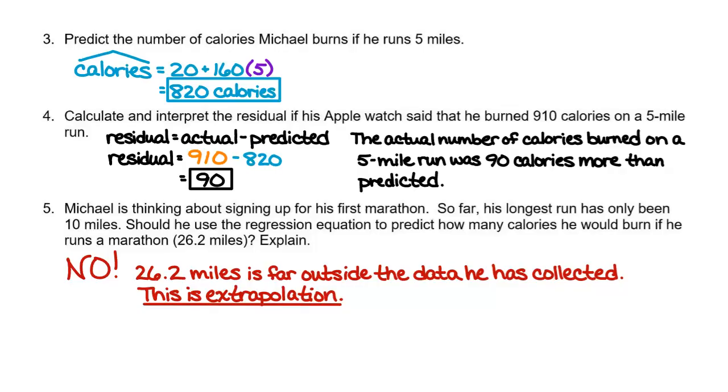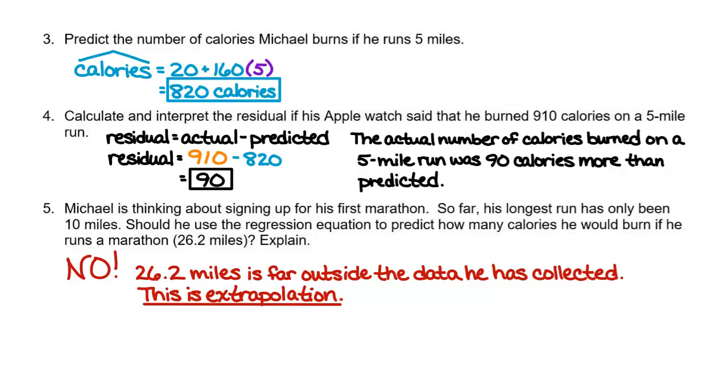Not going to quiz you on that word. Interpolation is when you want to make predictions that are within the values that you've collected. Maybe he measured a 2-mile run and a 4-mile run and a 6-mile run, and he wanted to predict what it would be for 3 miles. That's within the data that he has collected. So those are usually going to be fairly accurate predictions. Once we start getting outside of the data, either high or low, they become less and less reliable.